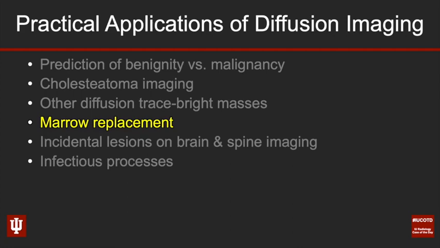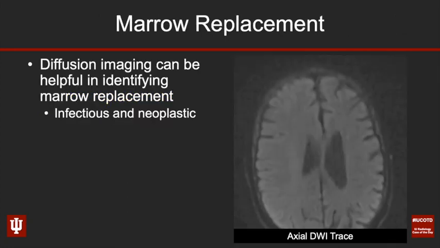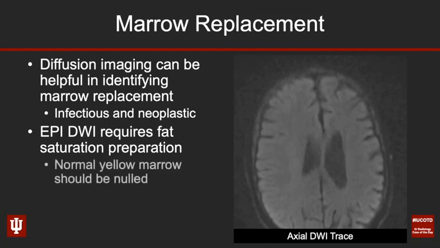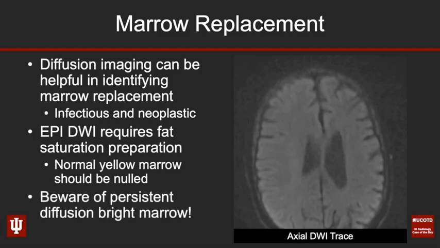Another area that it's important to use diffusion is to look for marrow replacement. Diffusion imaging can be helpful for identifying both infectious and neoplastic marrow replacement. And that's, as I said before, because the EPI diffusion prep requires a fat saturation pulse. And in adults, who for many of us are the majority of who gets imaged, that yellow fatty marrow should get nulled out on the trace diffusion sequence. In this case, you should be aware of that persistent elevation in the diffusion signal intensity in the marrow spaces. So we can see where the yellow arrows are pointing, that elevated diffusion signal within the marrow space.